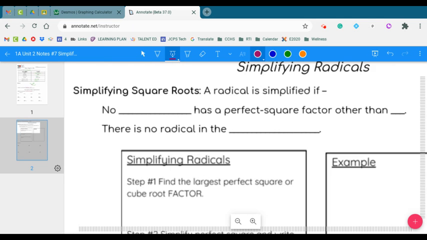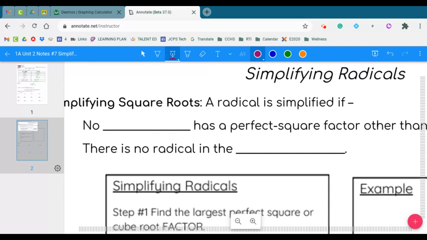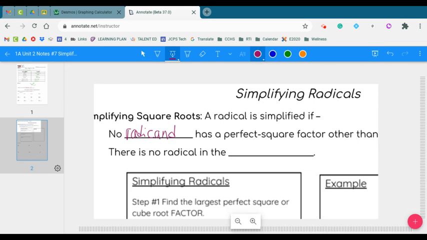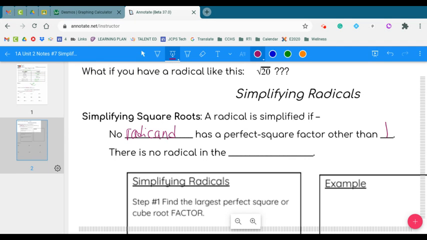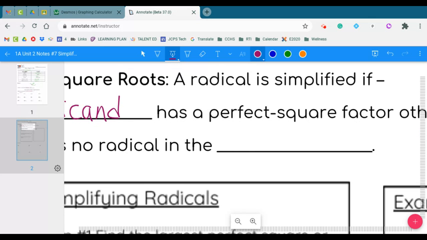A radical is simplified if no radicand, so remember the radicand's the number inside, has a perfect square root factor other than 1. And there is no radical in the denominator, which we really won't have to worry about too much. So how are we going to simplify this?